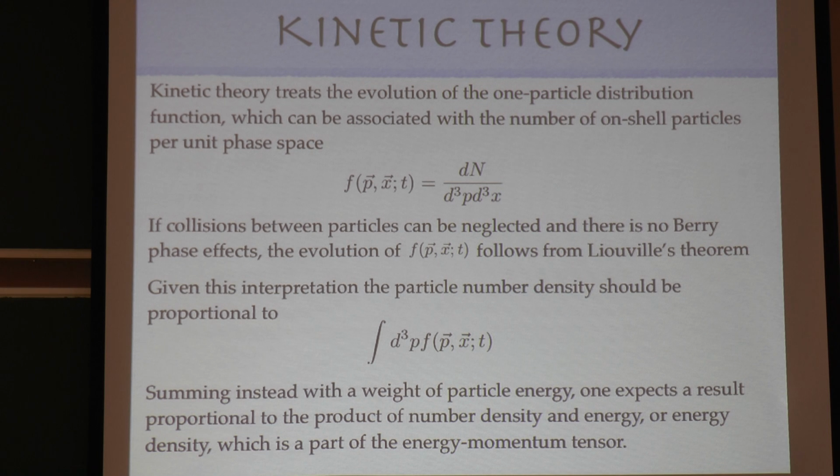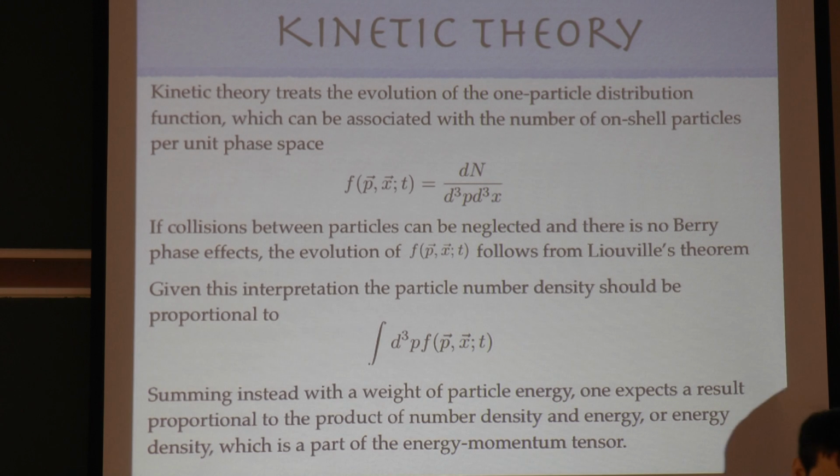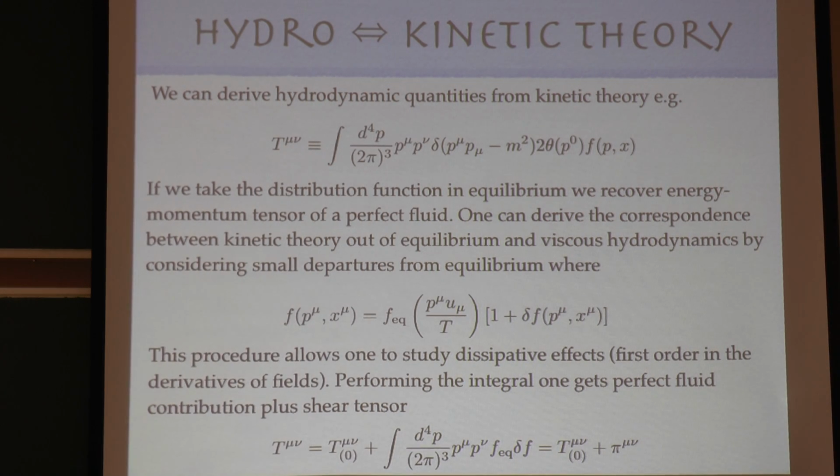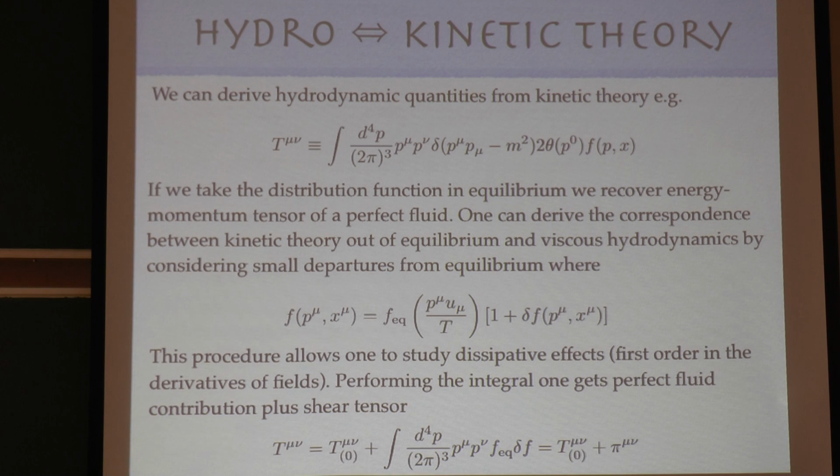So now let me tell you a bit how one can understand this story from the point of view of kinetic theory. So what is kinetic theory? It's the semi-classical description that deals with the particle distribution function in the phase space, and given this interpretation, we can integrate f, and this should give the number density, and we can generalize that to calculate the energy momentum tensor if we match the index structure properly and put the relevant relativistic constraint.